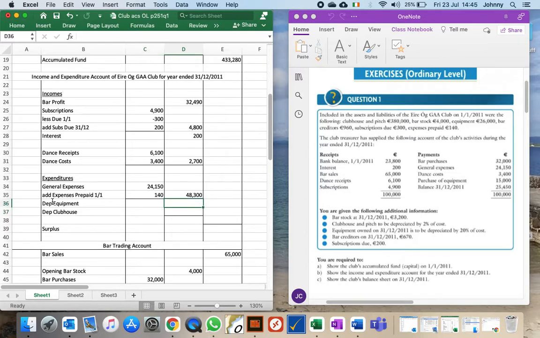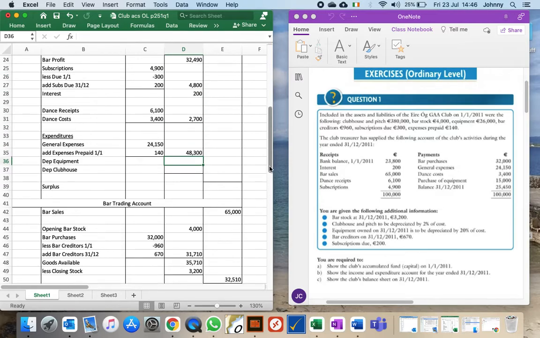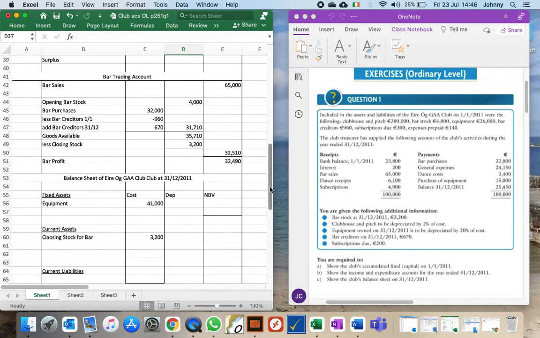Okay, so depreciation of equipment, it says equipment owned at the end is 20% of cost. So the equipment we just said a second ago is 41 grand. So 20% of 41 grand is going to be our expense. So 41 times 0.2. So that's the depreciation of equipment. And that 82, I'm going to put it in here. So that means my net book value on my balance sheet is that number there.